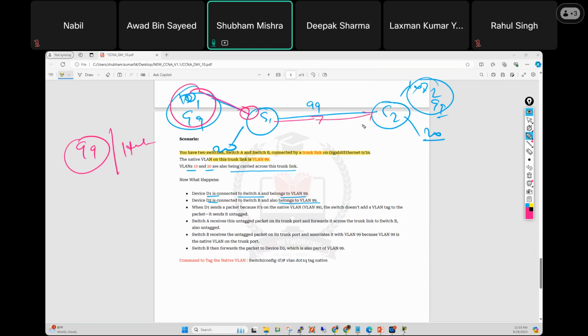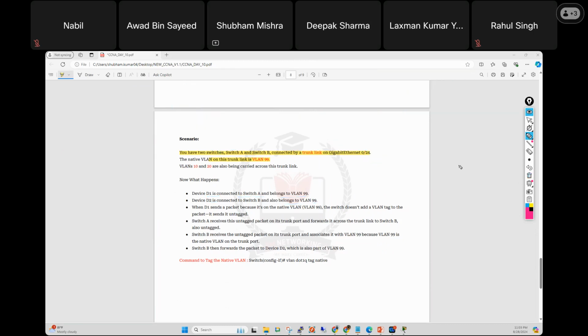What will switch number 2 do? Switch number 2 will check: I am receiving this packet on the trunk link without a tag. It means this packet must belong to the native VLAN. And what is the native VLAN on switch number 2? 99. So switch number 2 forwards this packet towards here. Clear, everyone?